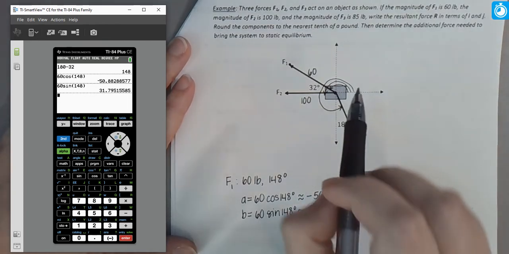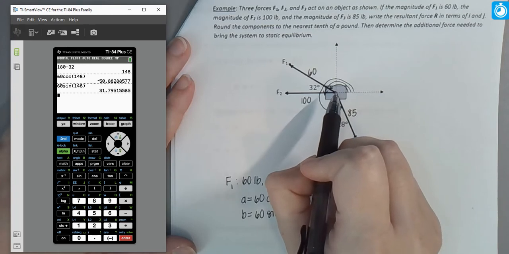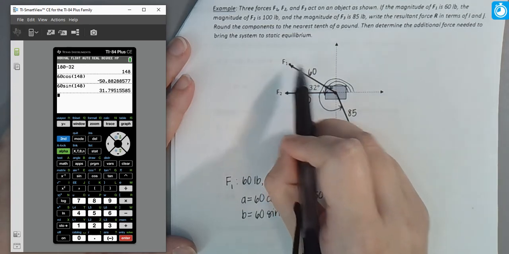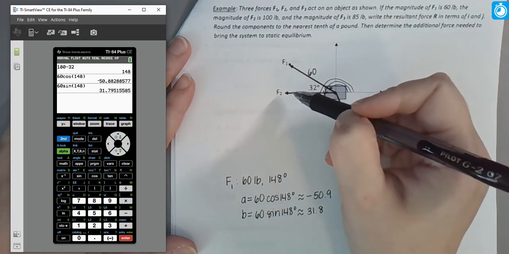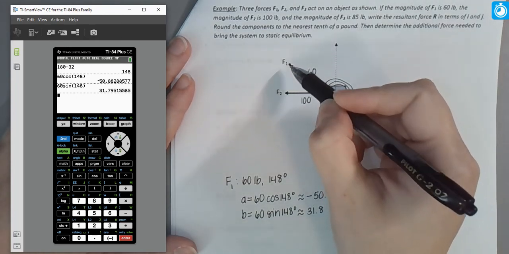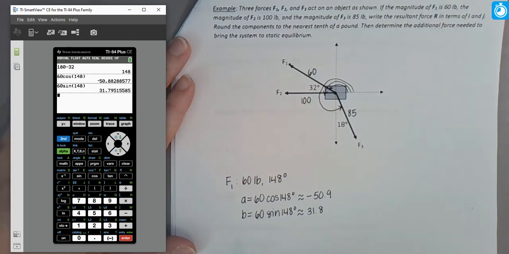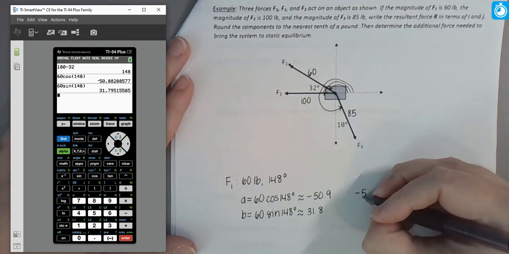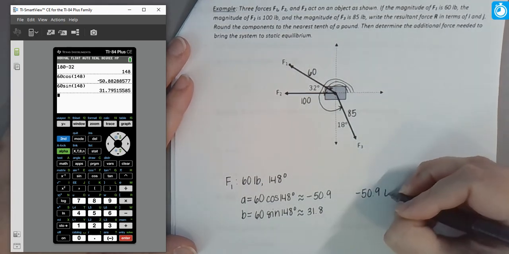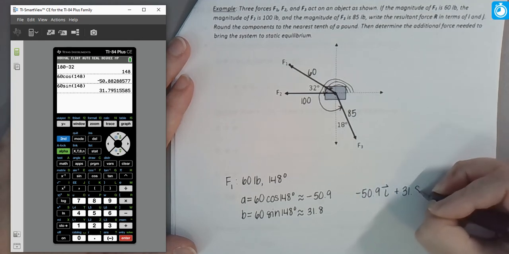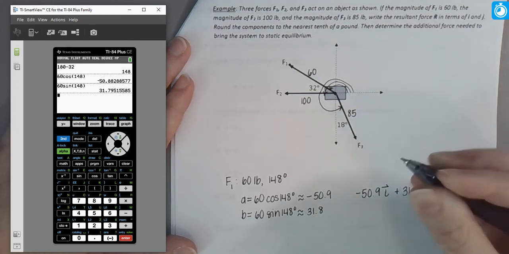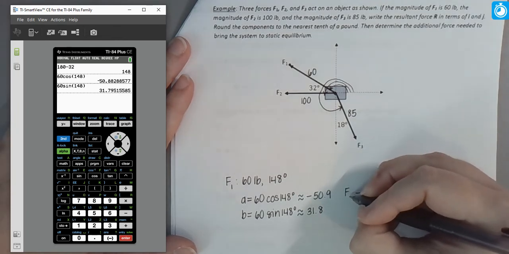Does this make sense? So based on where we are in standard position, this force is directed in this direction, so the horizontal component is negative and the vertical component is positive. So that does make sense in this case. So if we want to write it as one force in terms of I and J, that's going to be negative 50.9 times I plus 31.8 times J. That's going to be force 1.